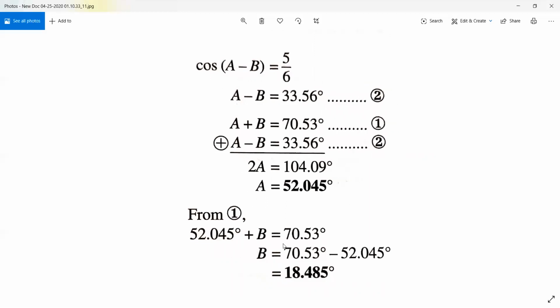Okay, then you substitute it back to number 1, then you get 50, B equals to 18.485. Okay.